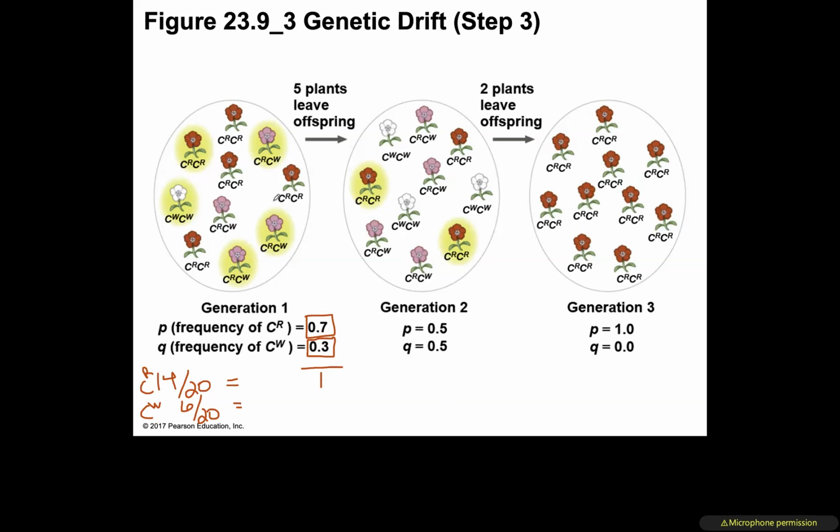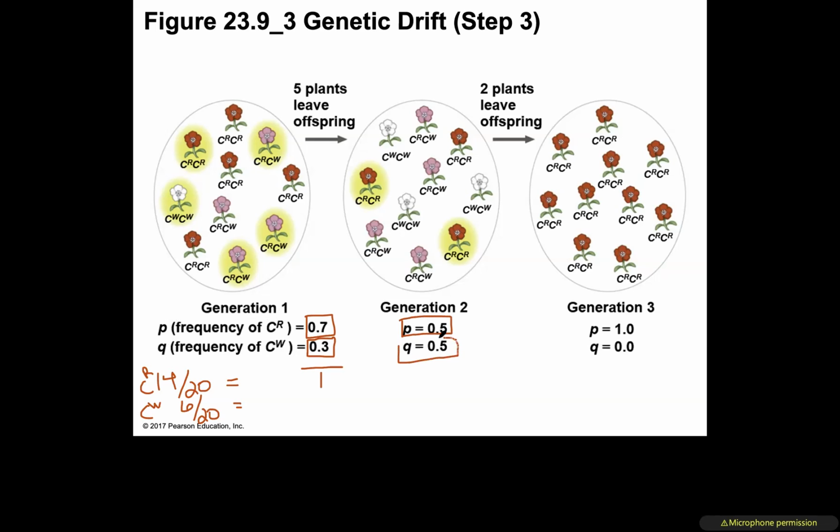So of this generation 1 population, you end up with 5 plants leaving offspring. And these are the resulting offspring right here. So now in the generation 2 population, the allele frequency has changed. P is representative of the red allele, the dominant one. Well, in this case, it's not dominant because these are codominant. And then the Q represents the other allele. Like I said in the previous one, it's usually the dominant, but it's not always the case. So now you have a frequency of 0.5. So 50% of the population is carrying red alleles.